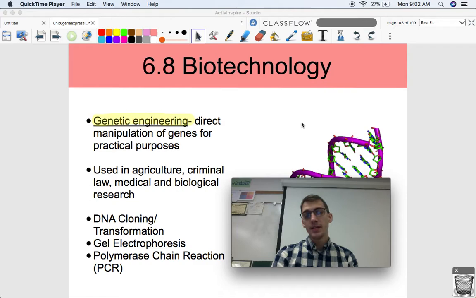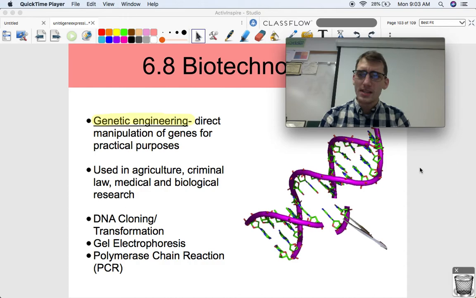So how are we able to take advantage of semi-conservative replication? How are we able to take advantage of complementary base pairing, the structure of DNA, how it replicates, how it transcribes and translates? How are we able to take advantage of that for our own benefit? That's through genetic engineering. So we can manipulate DNA to make it anything that we want or make it do anything that we want it to do. And it's amazing.